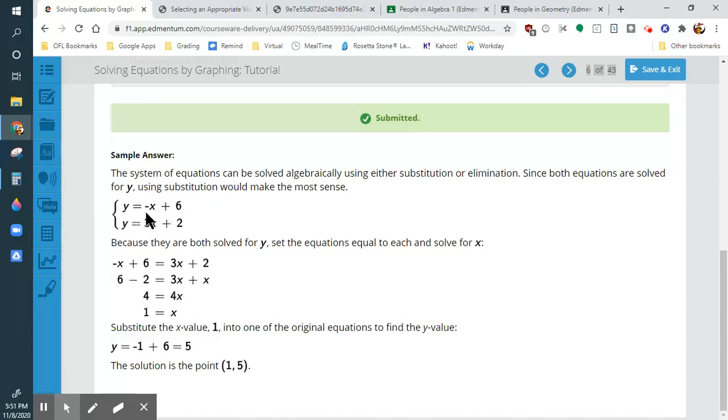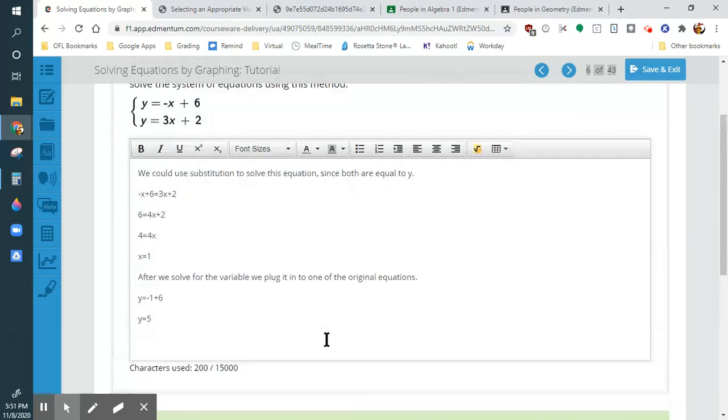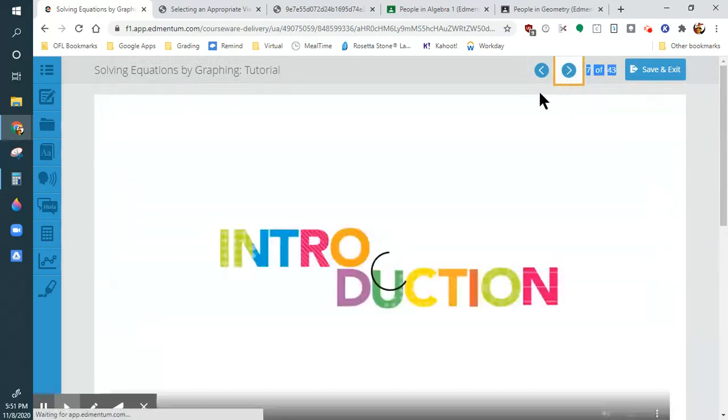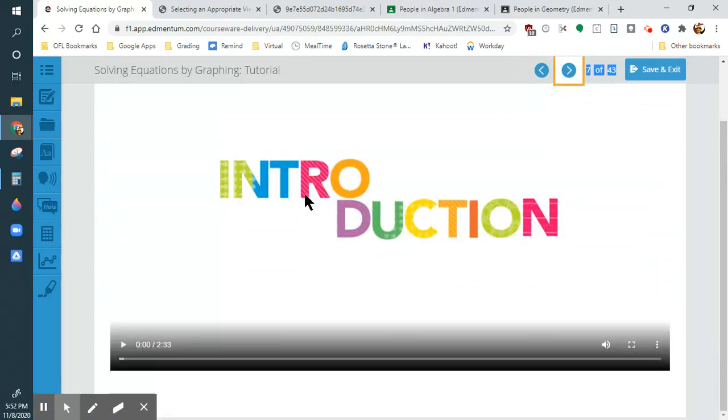And they chose to do substitution as well, and there we go. I didn't write the answer though, but you probably should because that's what they have there. Going into the next one, introduction.